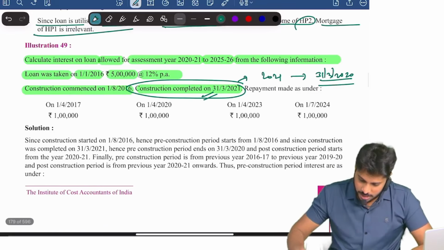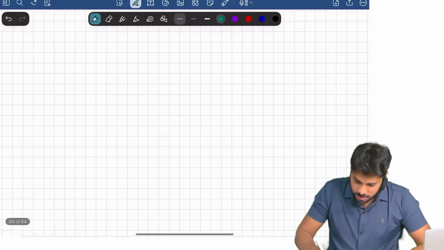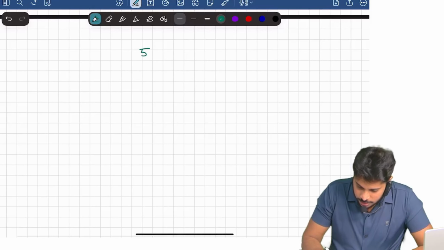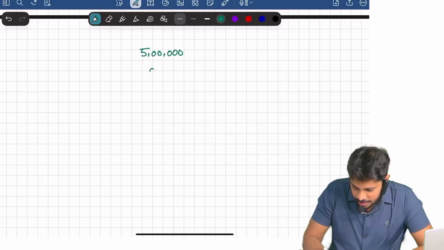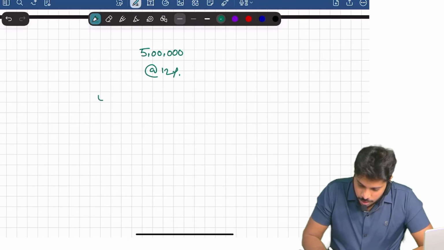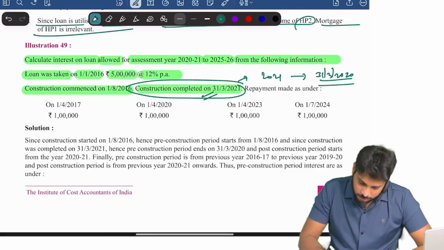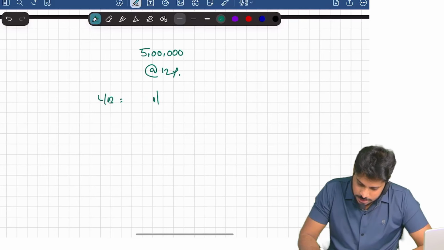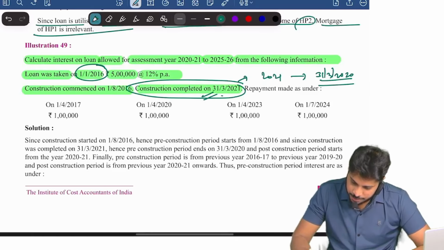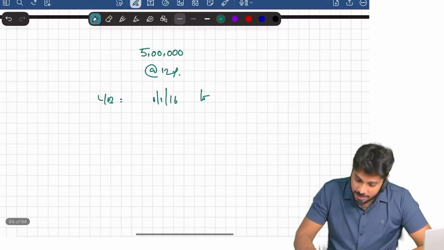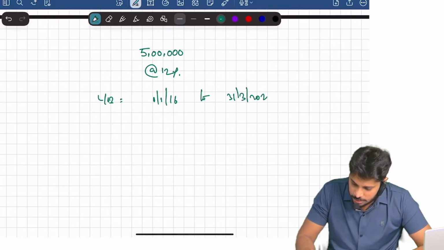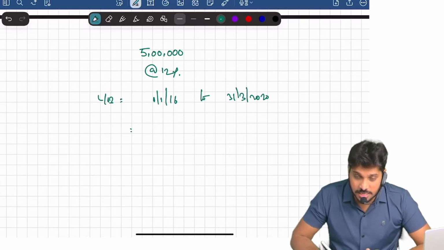Next. Now look at what is the loan? 5 lakh, agreed. What is the rate of interest? 12. What is the loan borrowal date? Loan borrowal date is on 1st January 2016. From 1st January 2016 till loan PCP date was what? PCP date was 31st March 2020. Yes or no? First time calculating PCP interest.